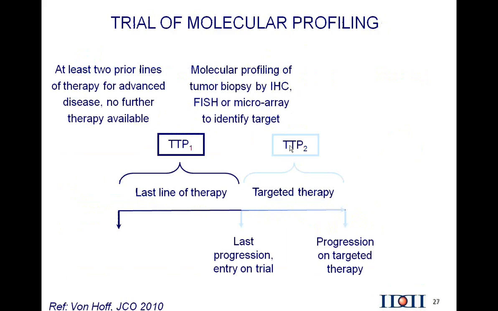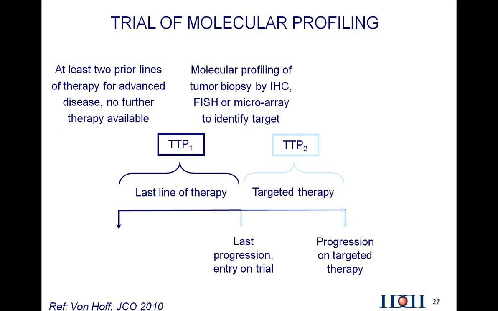Turning to the crossover design first, this was a trial of molecular profiling that was presented by Dan Von Hoff at the AACR in 2009 and has just been published in the Journal of Clinical Oncology a couple of months ago. The idea of this trial is to take patients who've received several lines of treatment for advanced disease, and this is a mixed bag of advanced disease. It's not specific to a certain tumor type, and for whom no further therapy is available.